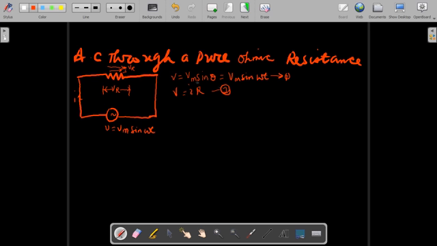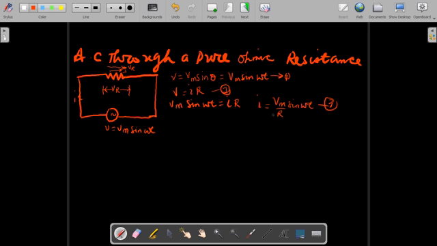Now, substituting Vm sin ωt for v on the left-hand side of the second equation gives us Vm sin ωt = iR. Now, making i the subject of the formula in this equation gives us that i is going to be equal to Vm over R, sin ωt. Let's call this our equation 3.